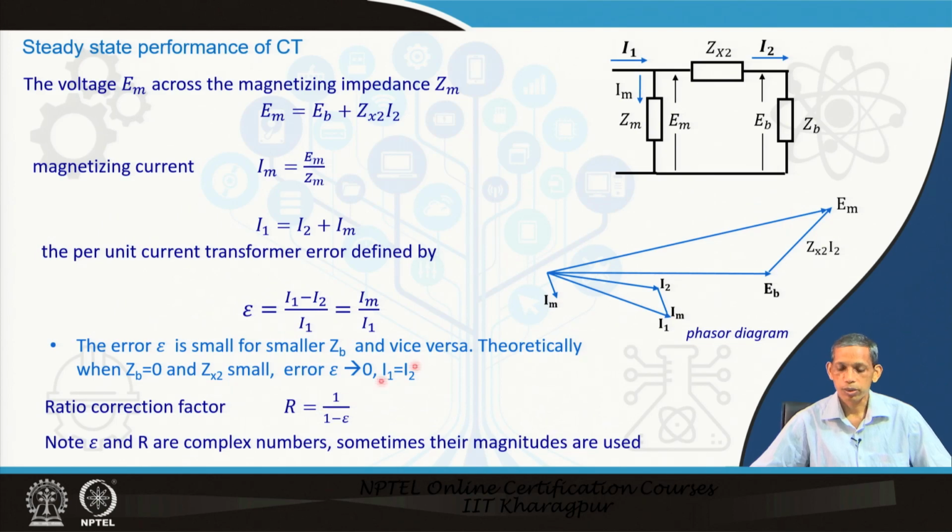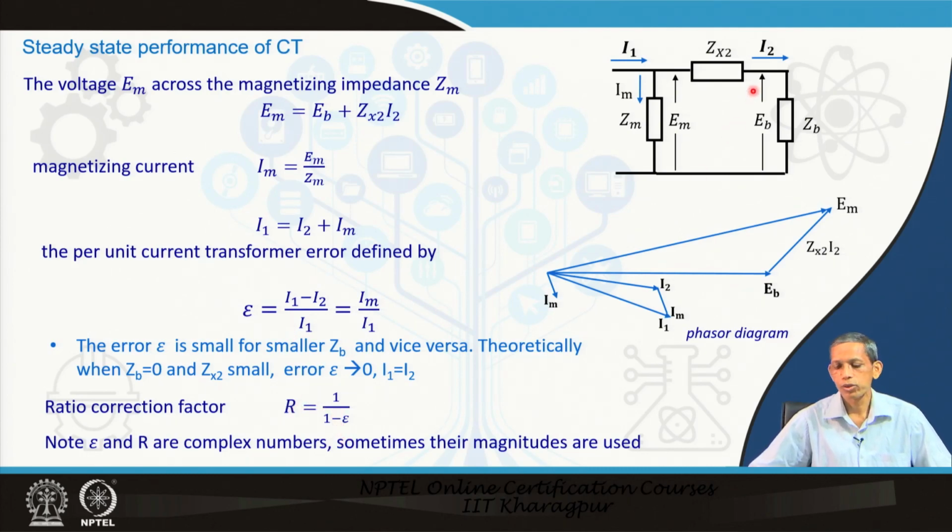So, whatever I 2 the relay sees, if you multiply it by the correction factor R, then you can get the corresponding correct value of I 1. Why the inaccuracy? Because of this I m. Therefore, you require a correction factor to take into account this error, that is the epsilon, and that correction factor is R equals 1 upon 1 minus epsilon.